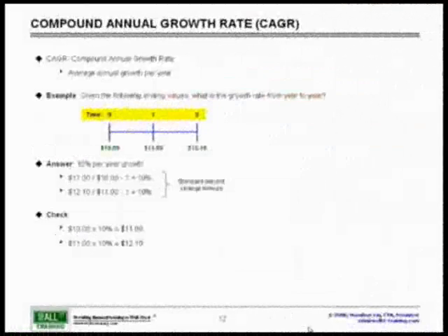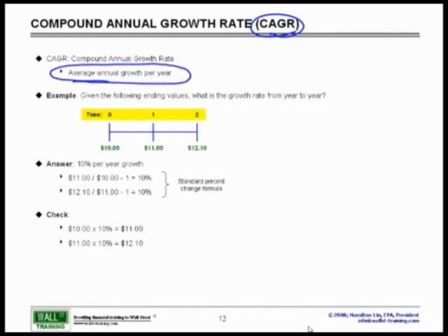The concept is what we call the compound annual growth rate, or the CAGR. The CAGR is trying to estimate the average annual growth per year that you will receive. For instance, if you have received a timeline as follows: in time period 0 today, this was worth $10. Next year, this grew from $10, let's say the stock price grew to $11, and then the year after that, it grew to $12.10. What is the compounded annual growth rate here?